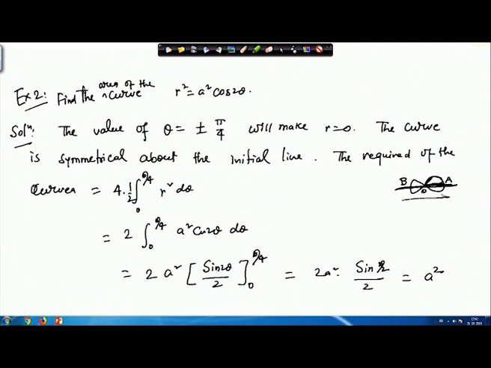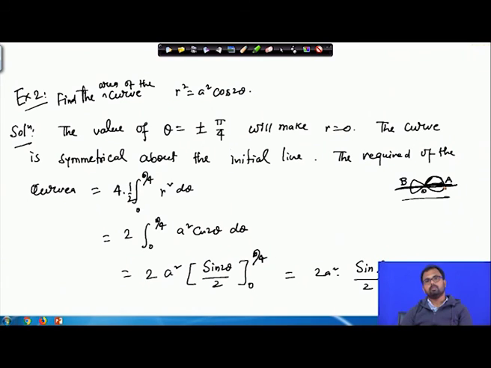So, in order to calculate the area, we have to see for what value of theta r is becoming 0, and that will give us the limits from where to where we have to integrate. The area of the entire curve will be given by 4 times the area of these small sections. So, 4 times the area of this region, and then the area of the entire lemniscate of Bernoulli will be a square.